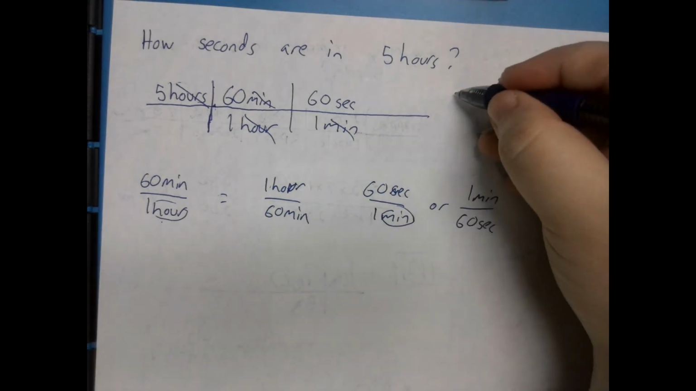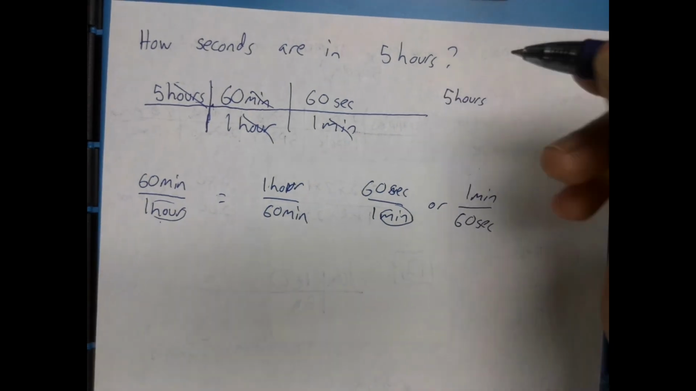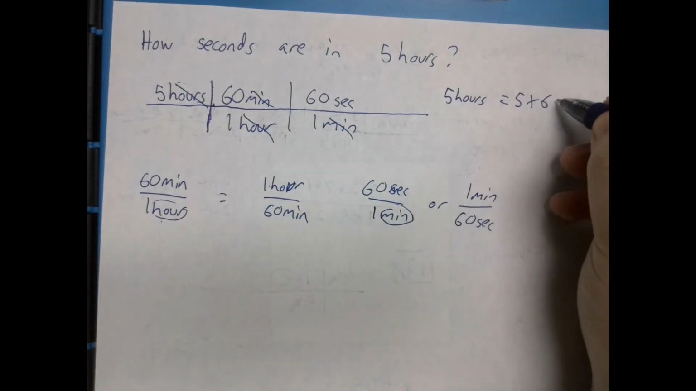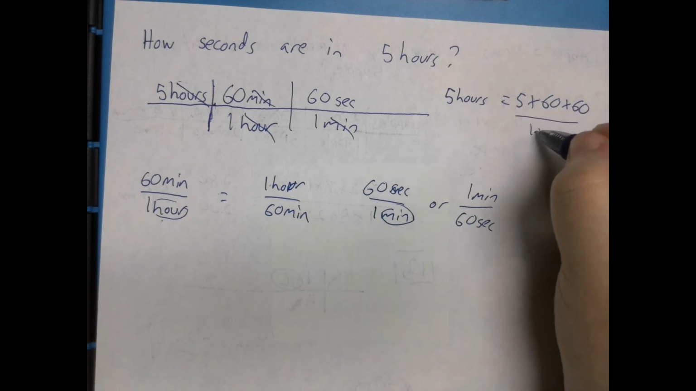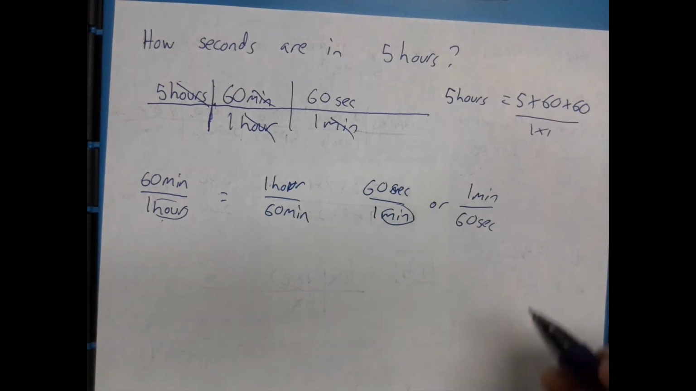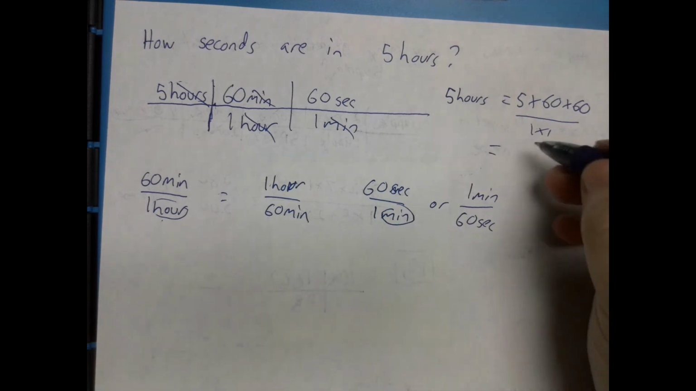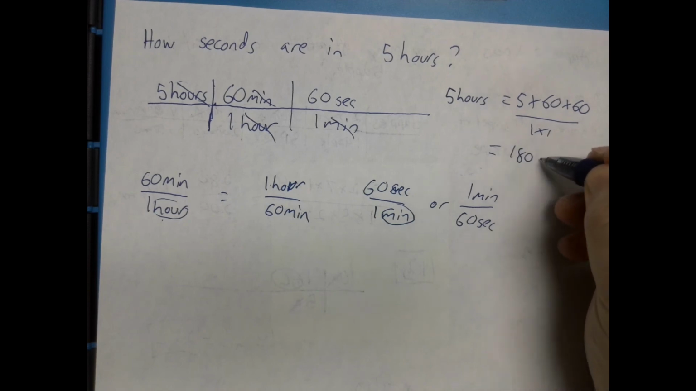So 5 hours is thus equal to 5 times 60 times 60. And technically it'd be divided by 1 times 1, but that doesn't do anything. You can often just ignore ones. So 18,000 seconds.